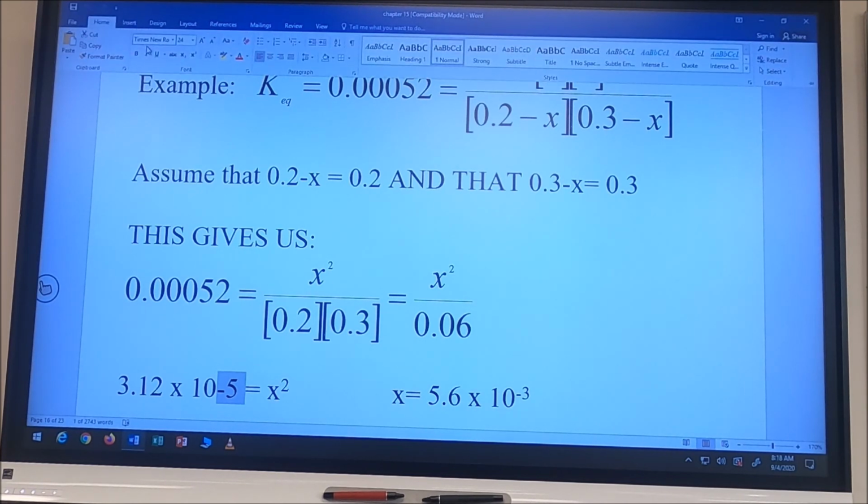Okay, that should be a superscript. So 3.12 times 10 to the minus 5 is equal to x squared, and x is equal to 5.6 times 10 to the minus 3.